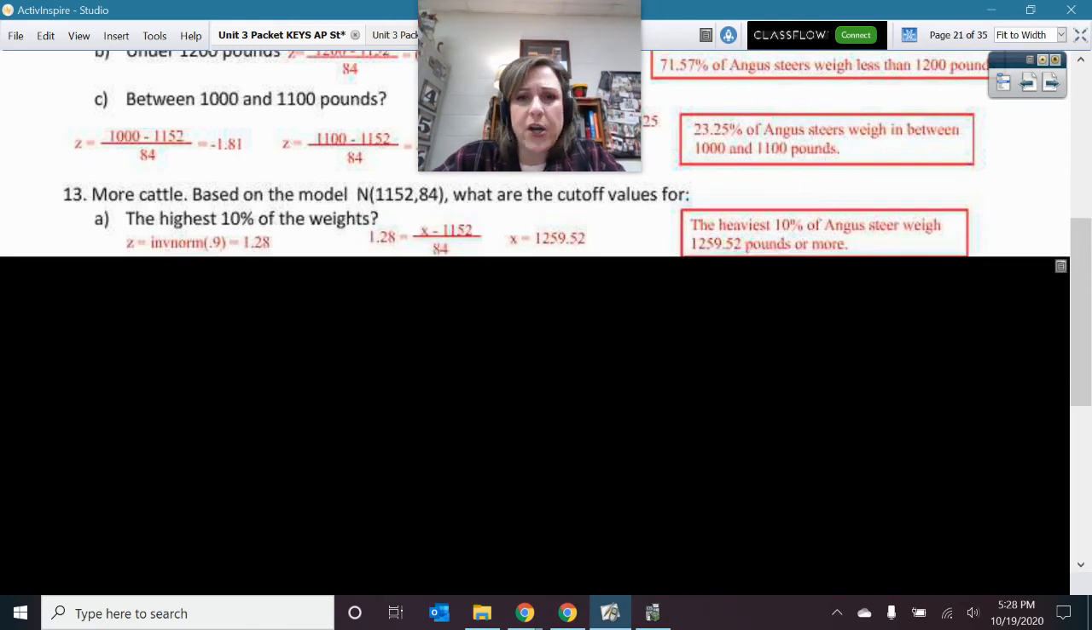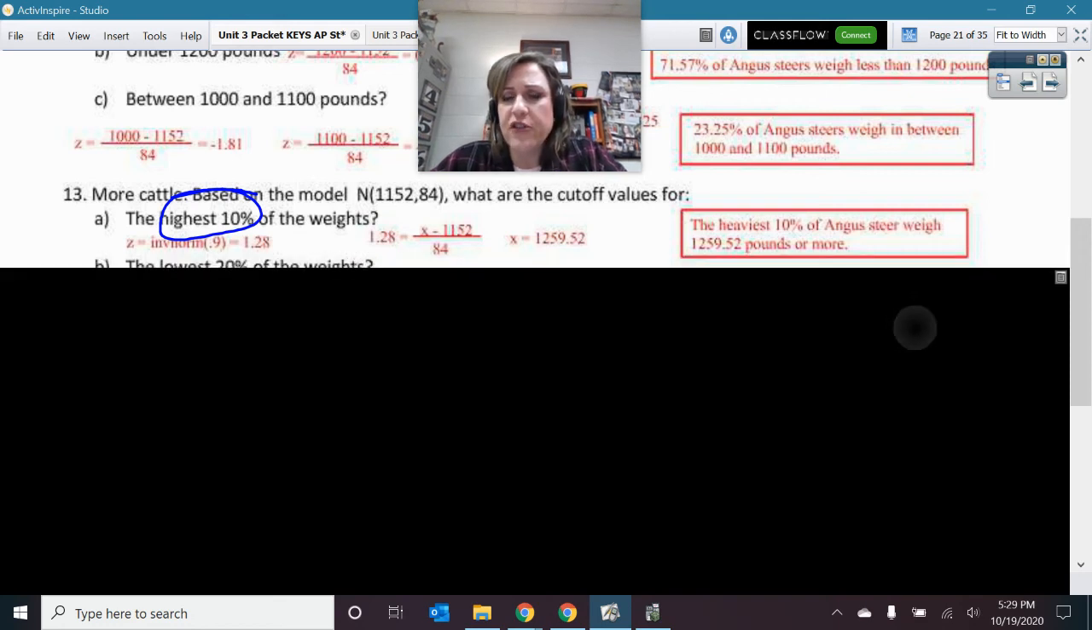Inverse norm: the area below is the z at that spot. So the highest 10% has 90% lower. That's inverse norm of 0.90. That's 1.28, your z-score. X minus the mean over the standard deviation, and we solve. So the heaviest 10% of steer weigh 1259.52 pounds or more.